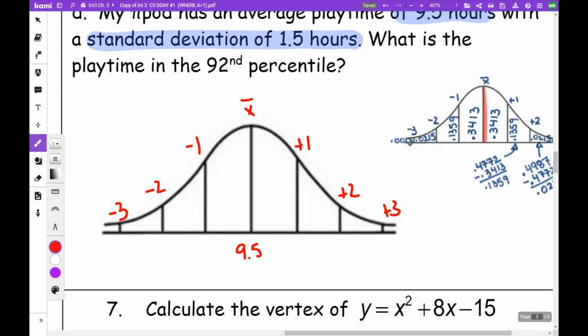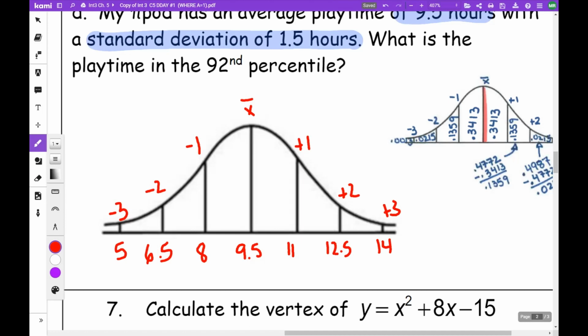So I'm adding 1.5 onto 9.5 and I get an 11. I add 1.5 again, I get a 12.5. I add 1.5 again, I get a 14. Now going the other direction, 9.5 minus 1.5 gives me an 8. Subtract 1.5 again, I get a 6.5. Subtract 1.5 again, and I get a 5. Let me make that 6 look like a 6. Okay. Now we want to be in the 92nd percentile.